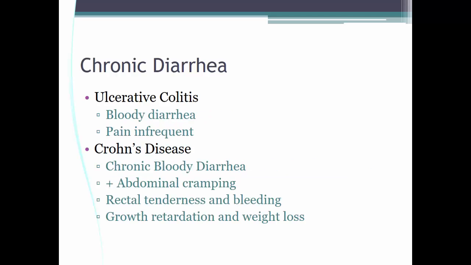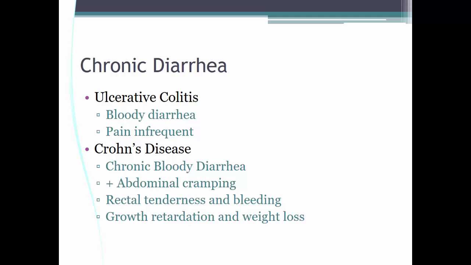The difference between ulcerative colitis and Crohn's disease we have discussed. Both have bloody diarrhea, both have abdominal cramping, but it's more frequent in Crohn's than ulcerative colitis. Crohn's disease has more malnourishment in the pediatric population. They have more weight loss and growth retardation. They have more rectal tenderness and bleeding.